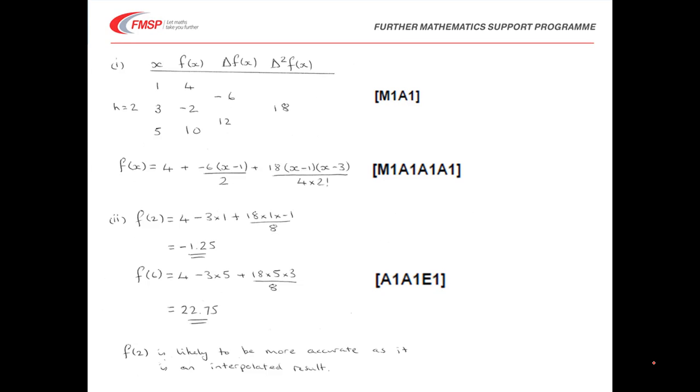So let's look at the marking of it. For the original table, 1 mark for the method, 1 mark for the answer. For the original function, 1 mark for the method, and then 1 mark for obviously each step in the answer, so for the 4, the negative 6 and so on for each fraction. Then for part 2 you get 1 mark for working out f2, 1 mark for working out f6 and 1 mark for the explanation.